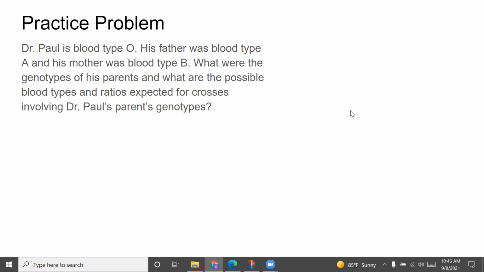Okay, so we're working backwards. Dr. Paul, is he going to go inside the Punnett square or outside? Inside. In this question, is he representing the child or the parent? Child. The child. So it says he is blood type O. His father and mother had these other blood types. So Dr. Paul was a child.